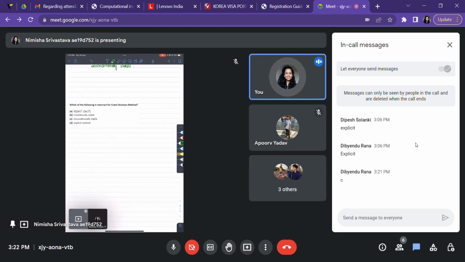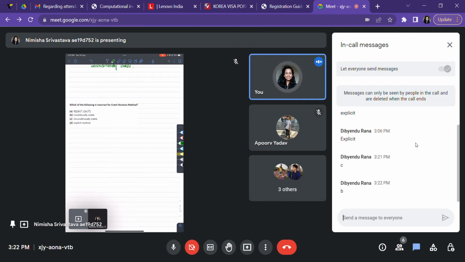Okay. So which of the following is incorrect for the Crank-Nicolson method? Is the order of the scheme second order in time and second order in space? Is it conditionally stable? Is it unconditionally stable? Is it an implicit method? There are four options. Which of these is incorrect for the Crank-Nicolson method? It's not unconditionally stable. Crank-Nicolson is conditionally stable. I hope I'm not wrong regarding this, but according to me, this should be the wrong answer.